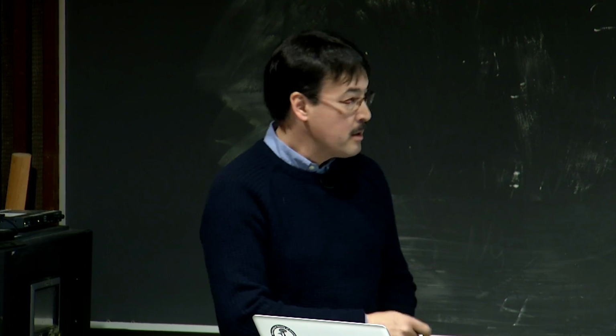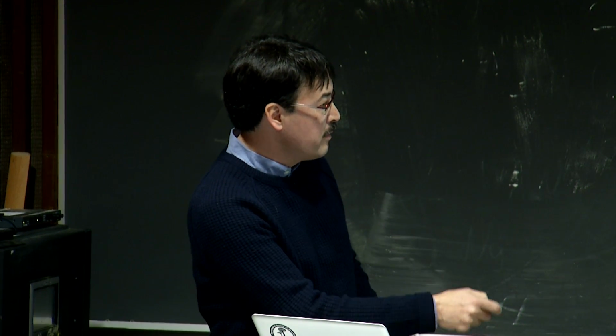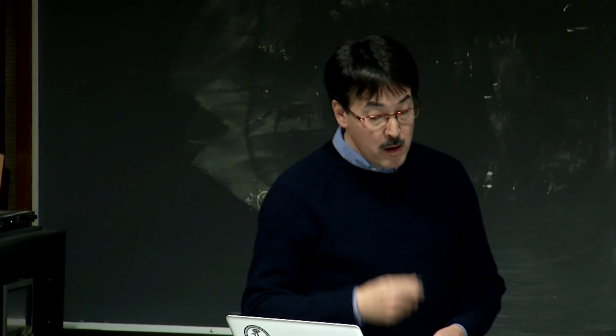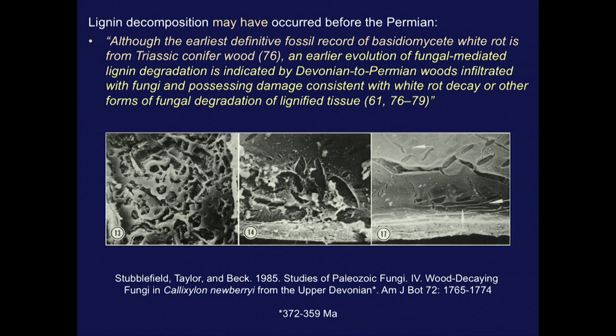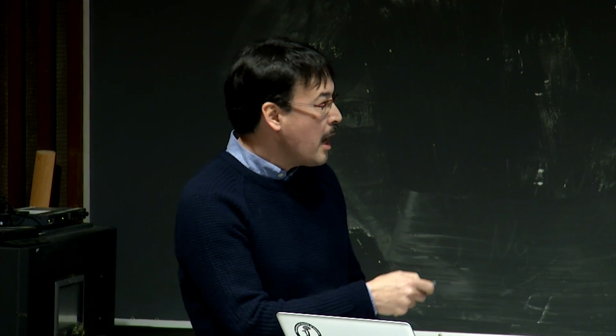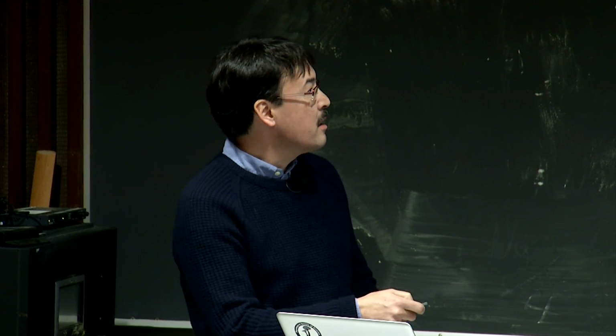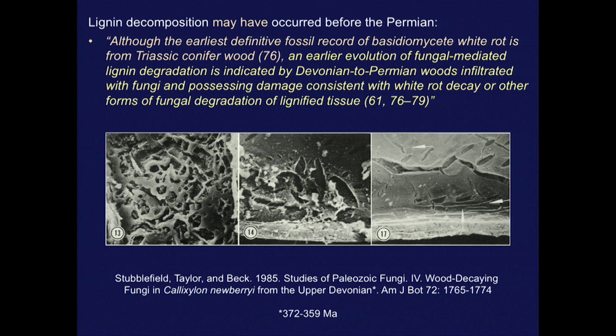This is totally valid. Our best estimate is that they evolved around here, but we can't reject earlier or later origins. Also, they say, this is a quote from the paper, "Although the earliest definitive fossil record of white rot is in the Triassic, an earlier evolution of lignin decay can't be rejected because we have fossils from the Devonian that show what look like lignin degradation in plant cell walls," okay? So this looks like it could be lignin degradation, even though it's not clearly white rot.